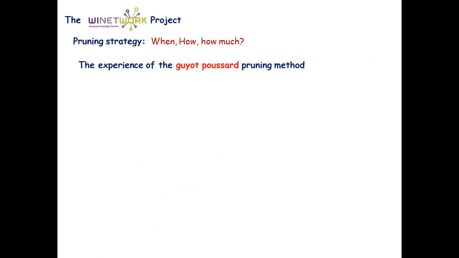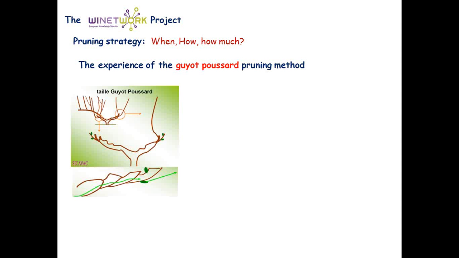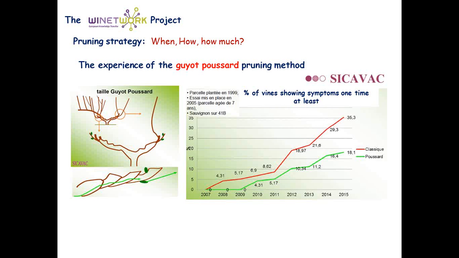This slide speaks about the Guyot Poussard pruning method, a pruning method that respects the subflux. I report here a trial made by the Service Interprofessionnel du Conseil Agronomique de Vinification et d'Analyse du Centre Sicavac, which has tested this kind of alternative pruning method since 2005. The results are reported in these graphics. You can see how this pruning method can reduce by half the presence of symptomatic vines when compared with the classical method.